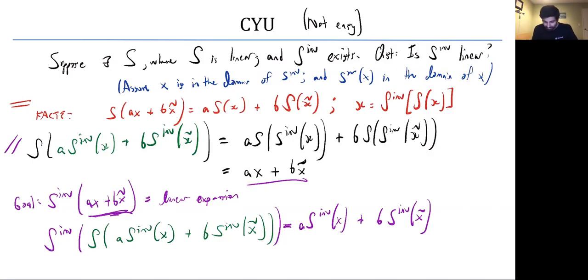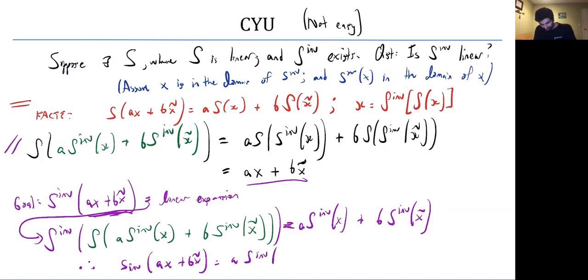And therefore, because remember, so now we have shown that S inverse of ax tilde plus bx tilde equals this, which equals this. So therefore, S inverse of ax plus bx tilde is going to equal a S inverse of x plus b S inverse of x tilde. So I'm just going to combine this equality and this equality here.